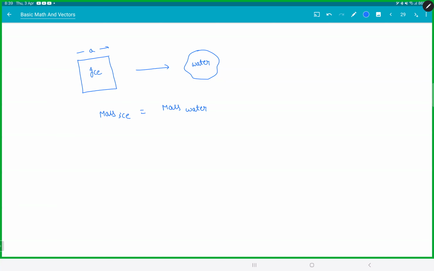Mass cannot change, right? Law of conservation of mass. There is nothing called law of conservation of volume. So now what is the mass of ice? Density of ice into volume of ice is equal to density of water into volume of water.